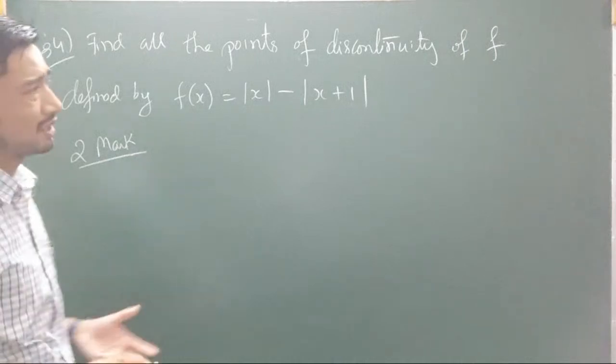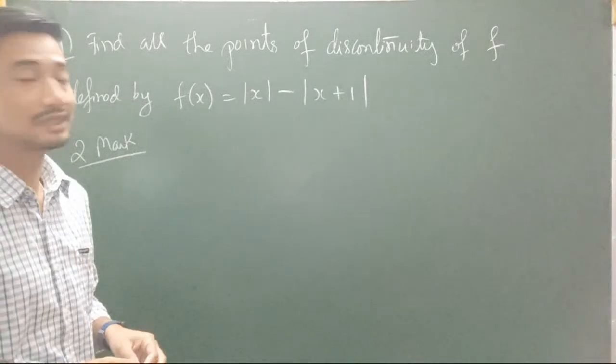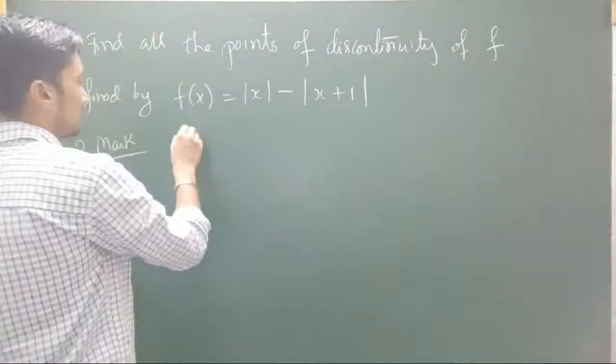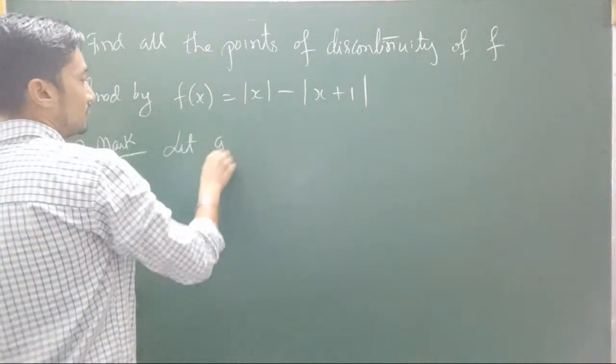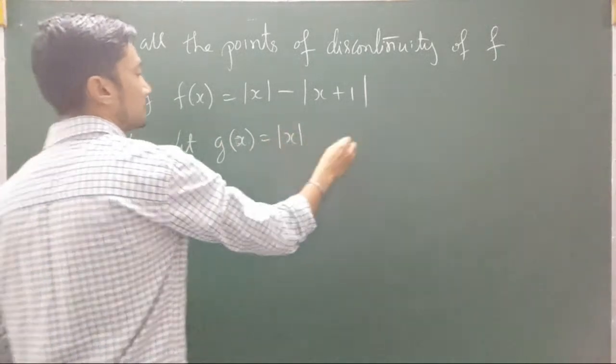because like 6-mark and 4-mark, at least it should be worth writing, no? Especially in the board exams and all, isn't it? So that's why. So if it's a 2-mark question, we can clearly see that, now let g be mod of x.